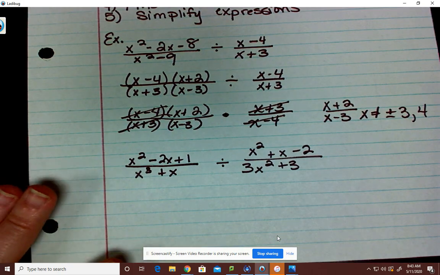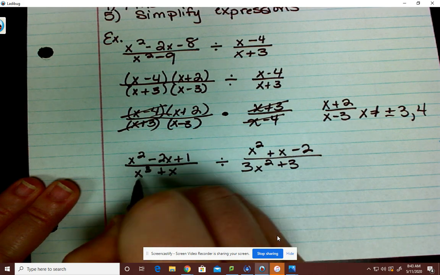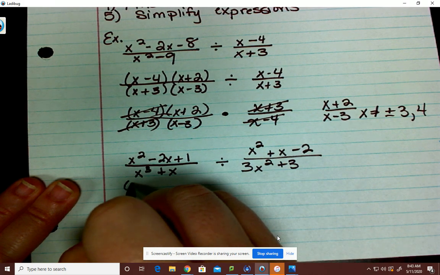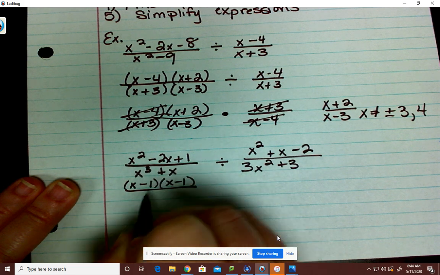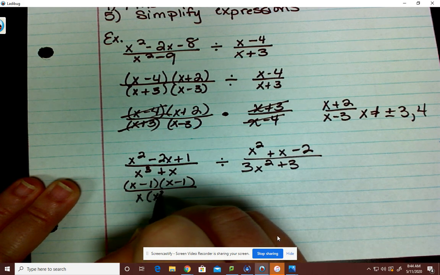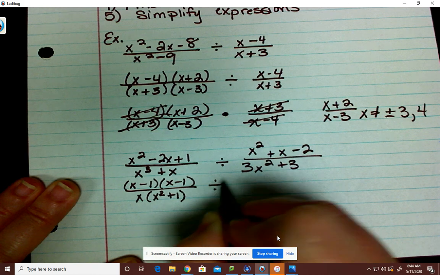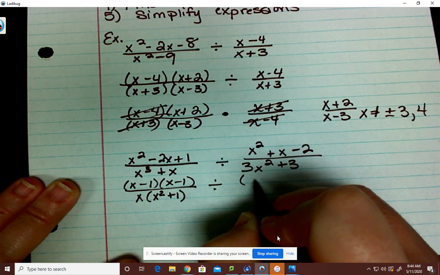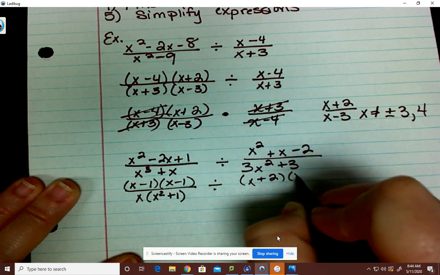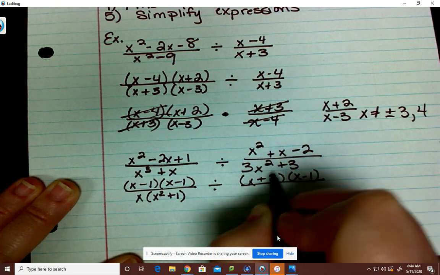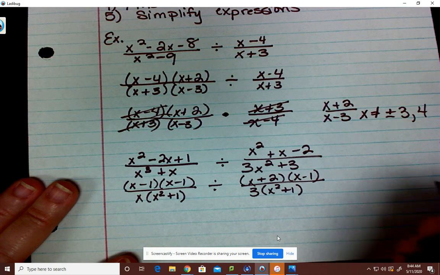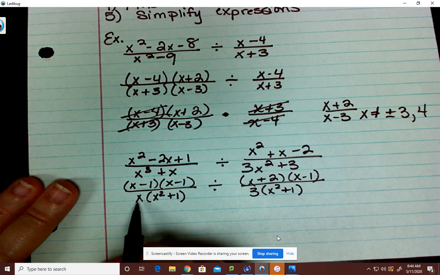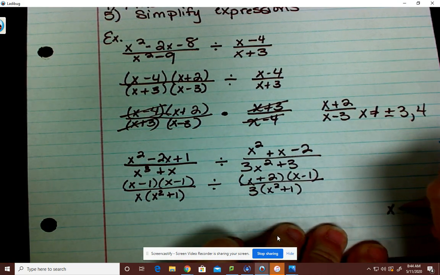Alright, so we're going to factor all of our expressions. So this one, reverse FOIL, is going to factor into x minus 1 and x minus 1. Here I have a GCF of x. Here, the reverse FOIL, that's going to be x plus 2 and x minus 1. Here I have a GCF of 3. Alright, so my domain exclusions, what will make x equal to 0? Well, 0, so x can't equal 0.